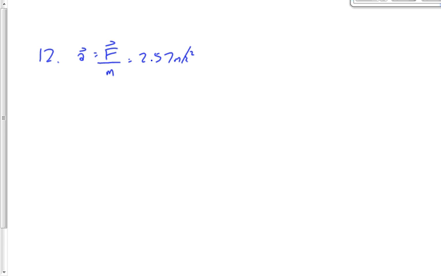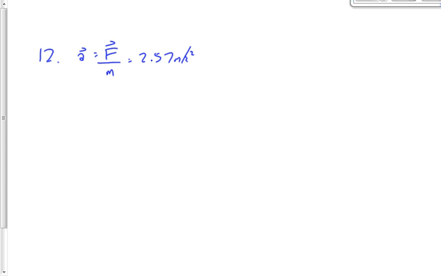Let's logically think about that. Mass increases, acceleration decreases. Mass doubles, acceleration goes down by a factor of 2. Gets cut in half. Okay? Acceleration is inversely related to the mass.